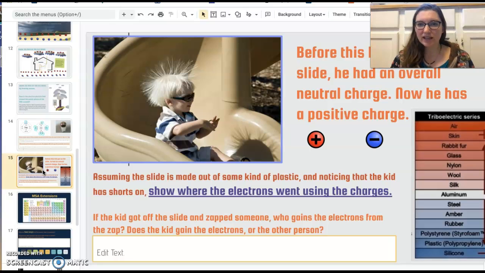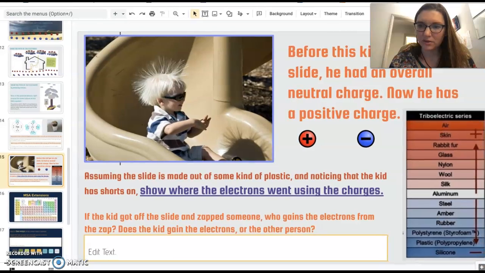Before this kid got on the slide, he had an overall neutral charge. Now he has a positive charge. Assuming that the slide is made out of some kind of plastic, and noticing the kid has shorts on, show where the electrons went using the charges. Let me just pause right here, and I gotta plug my computer in.